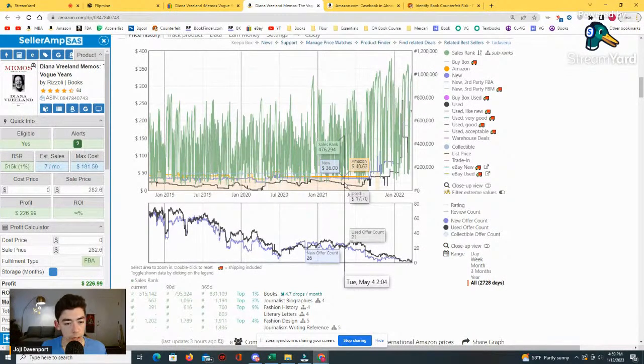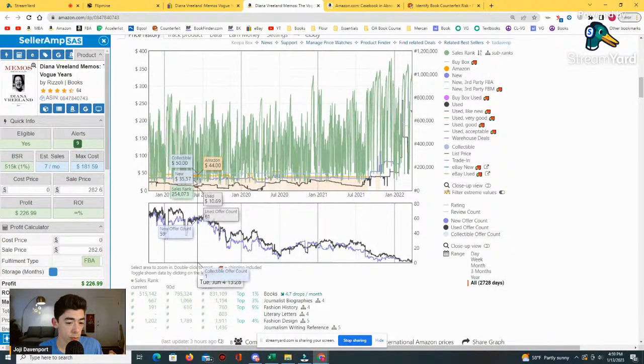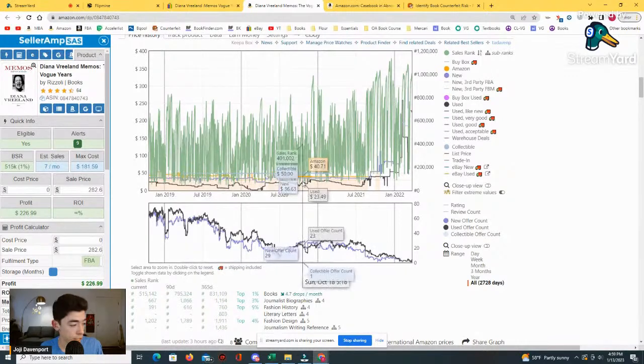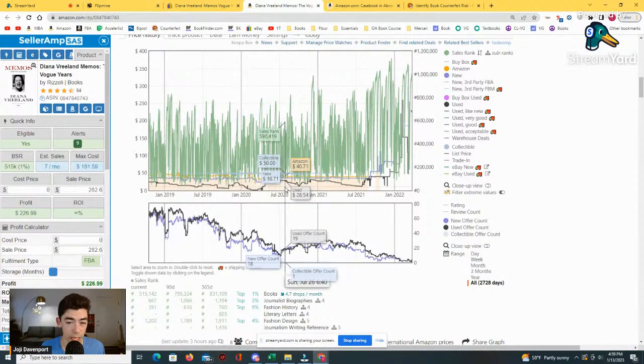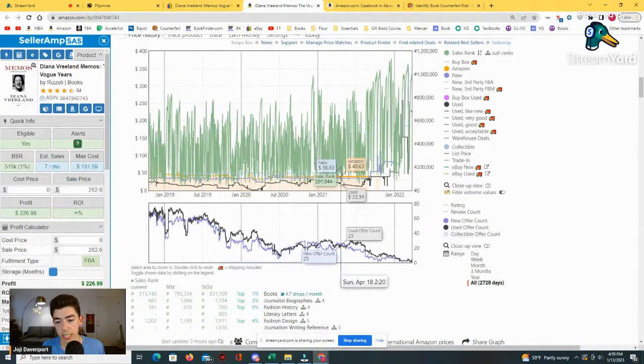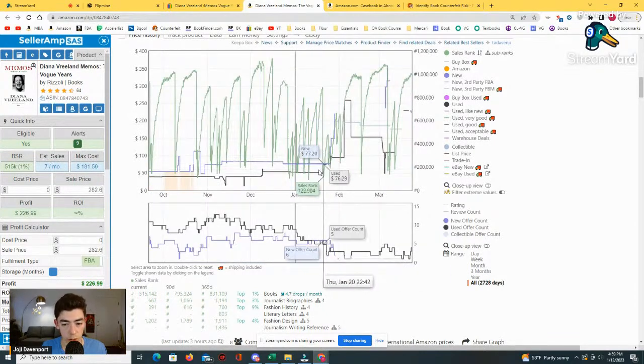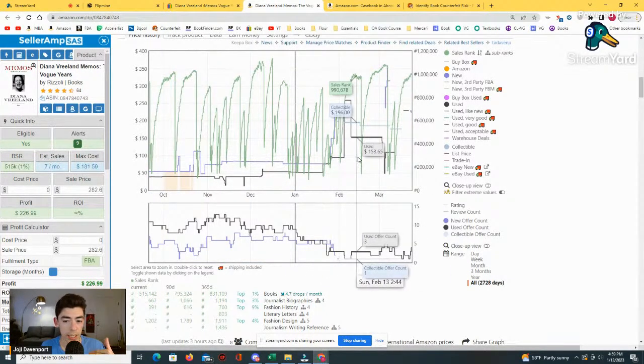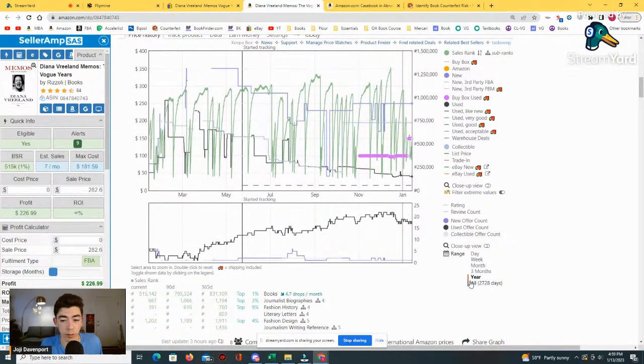Two, the used price of this book was still pretty healthy even when Amazon was selling it for $40, meaning people were willing to pay for this book in used condition. And then three, there's recorded historical data to show that there's some subset of the population that wants this book that is willing to pay double or maybe even triple the retail price.